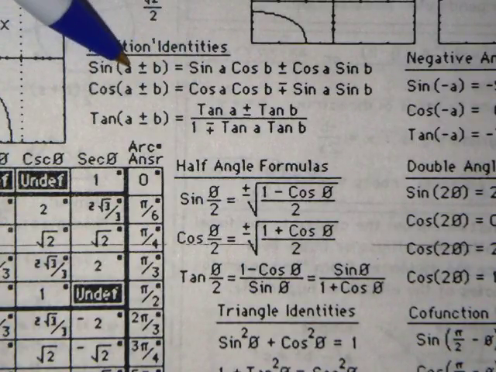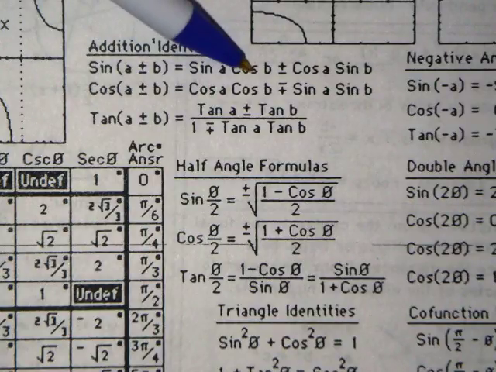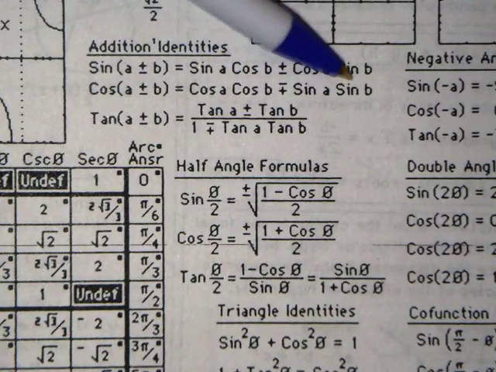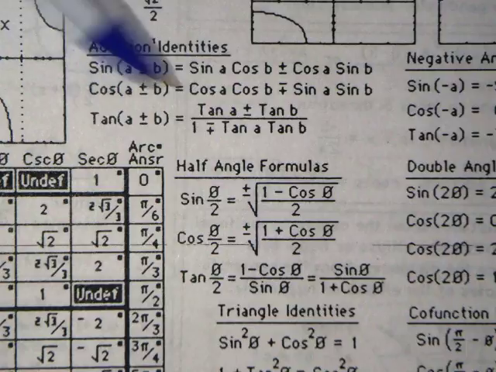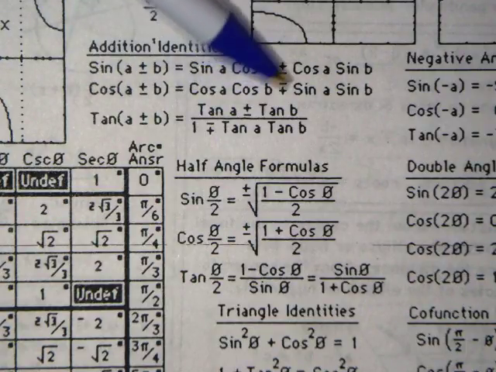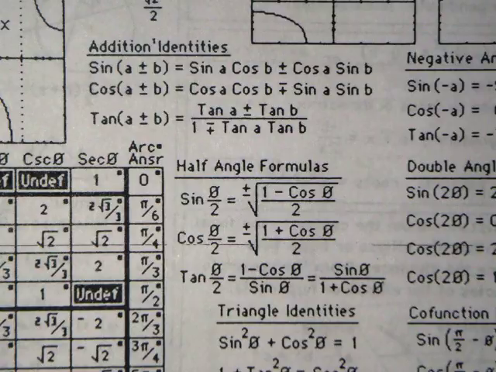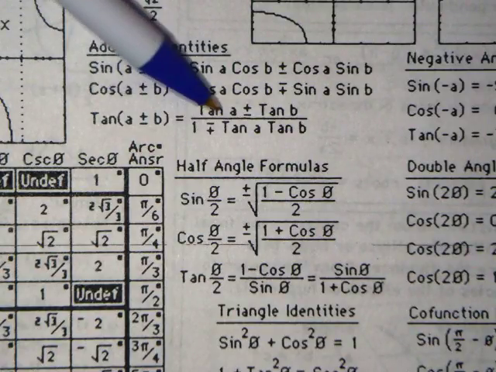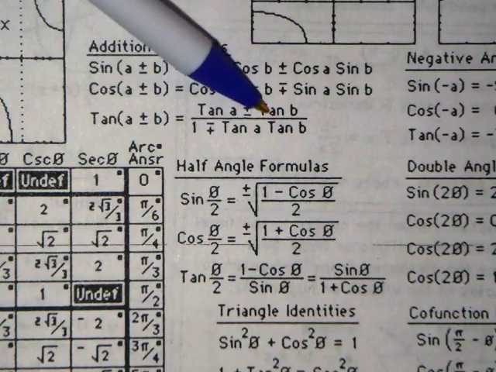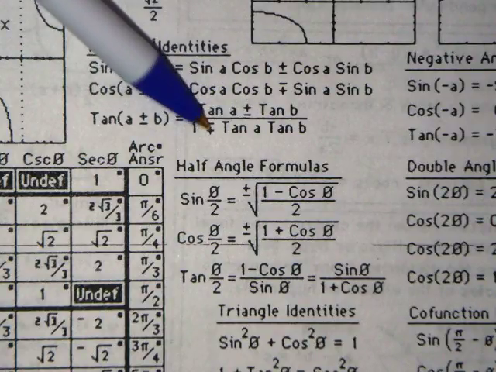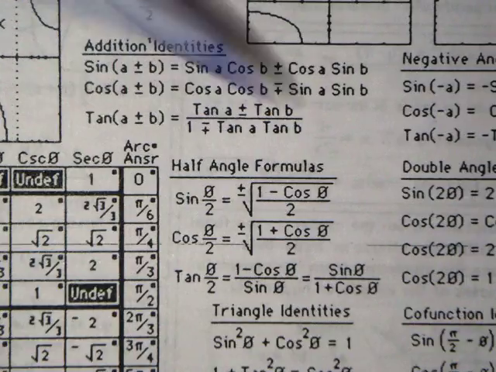You can see if you have something like A plus B, it's just sine A cosine B plus cosine A sine B. And then for cosine A plus B, it's cosine cosine, and then you can see the sign switches, and then sine sine. So it's not that awful. And then on here you can see tan plus or minus tan, and then it's 1 minus plus. Again, you switch the sign, tan, tan.